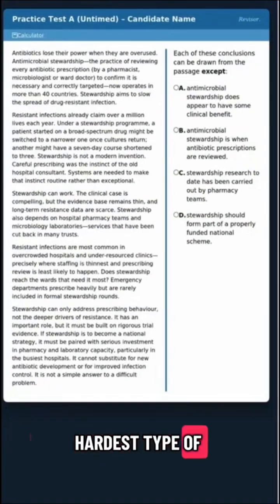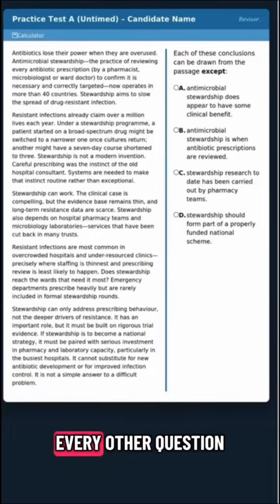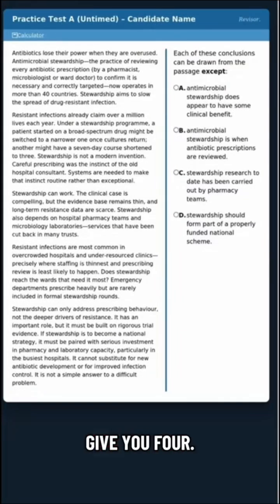This is the hardest type of verbal reasoning question. Pause and try. This is a bit of a trick question because I want you to flag this in the exam. You'd come back at the end. Every other question in this extract batch will give you one thing to find, but this will give you four. So it's 4 times the work for the same mark. So do the other 3 first.